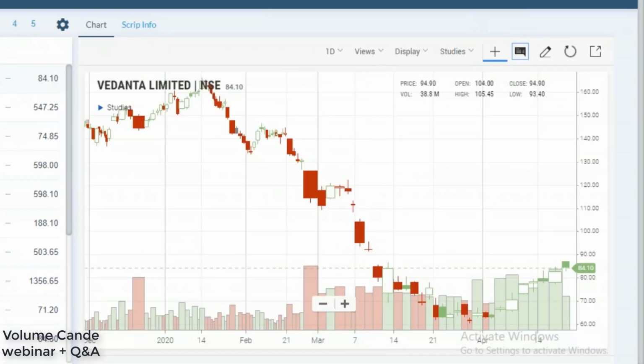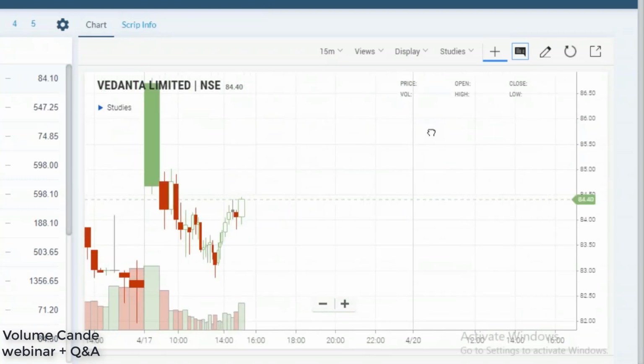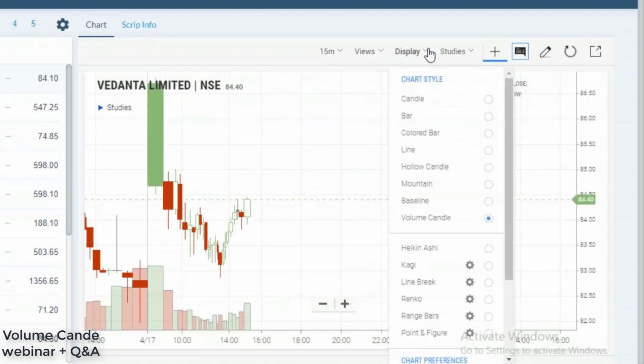After opening the chart, we have the option to change the studies. Basically we have the time frame section: 1 minute, 5 minutes, 10 minutes and 15 minutes. For intraday, we can use the 15-minute session. After that, open the display.